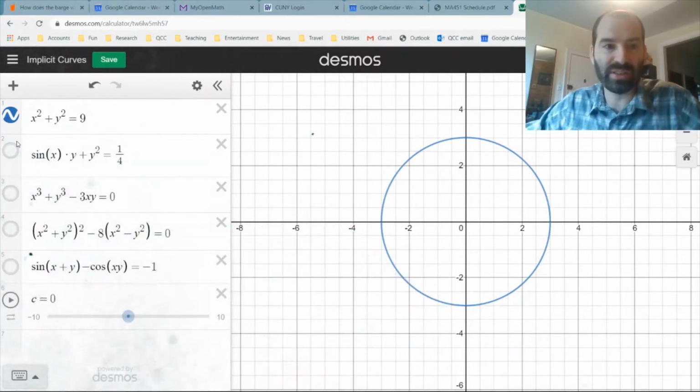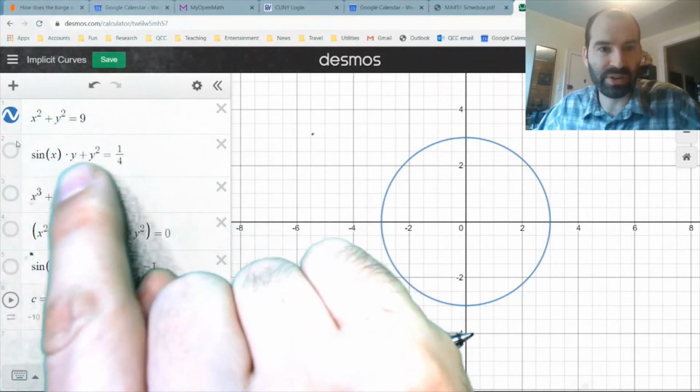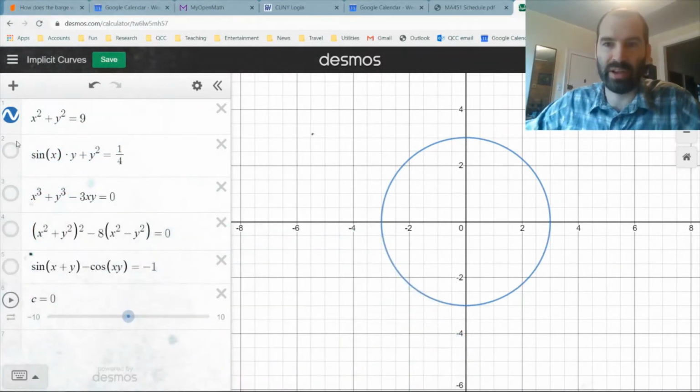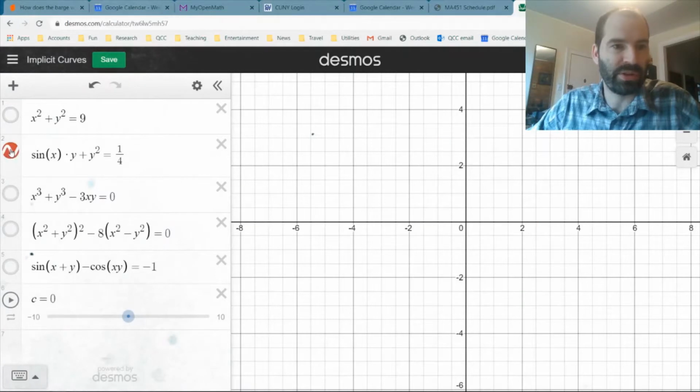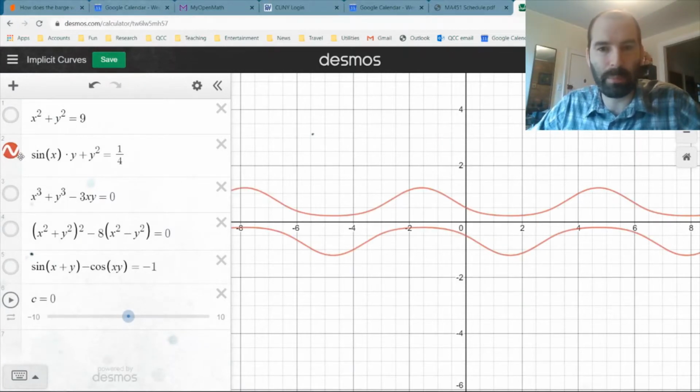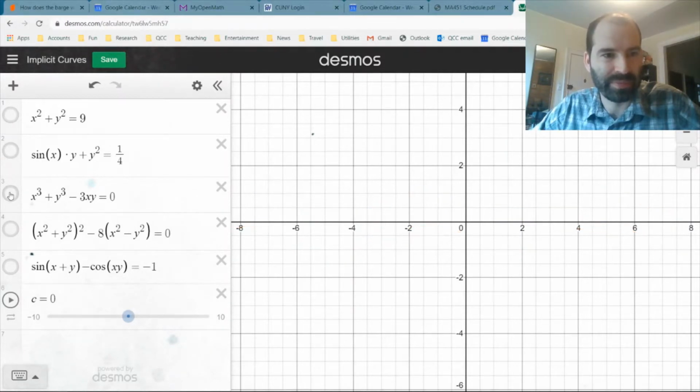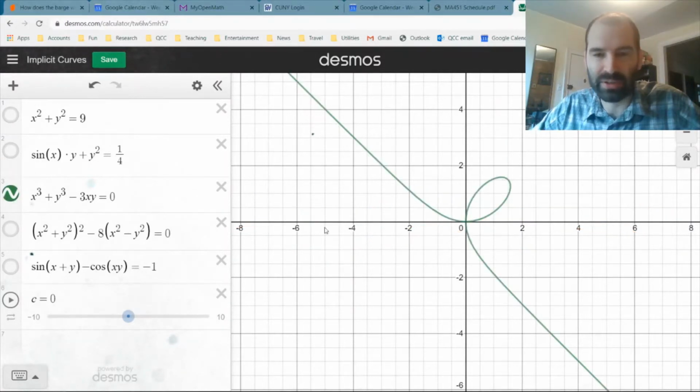Okay, let's take a look at some of these other ones. We've got an implicitly defined curve down here. What does that one look like? Some of these can look really interesting. Here we actually get a pair of wavy lines. All right, let's take a look at this next one. This implicitly defined curve is a curlicue.